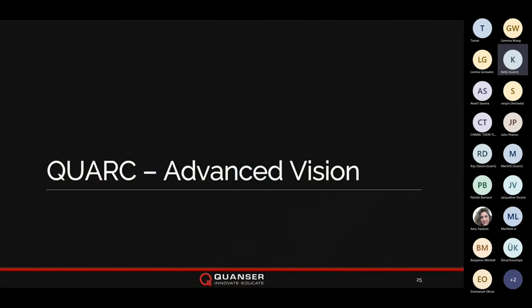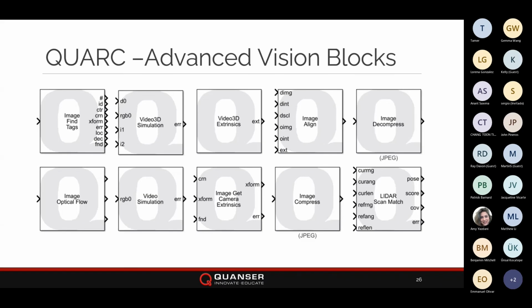For the last section of this webinar, we wanted to highlight the numerous additional blocks that are available to you with QUARC. So here are some of them. These blocks will allow you to compress or decompress an image, find April tags or localize them in world coordinates, fix image distortion, align depth and RGB data, calculate optical flow, and more.